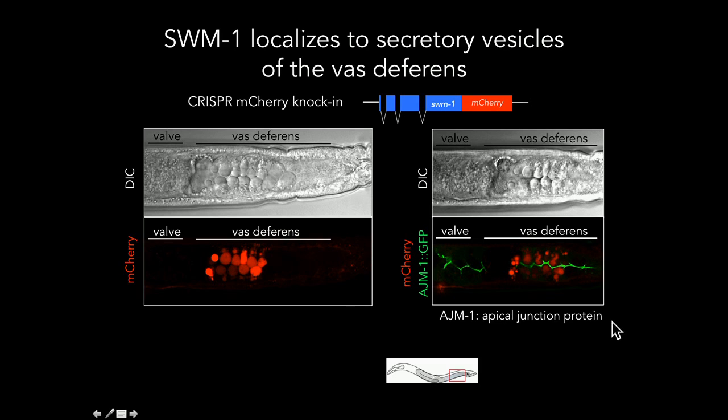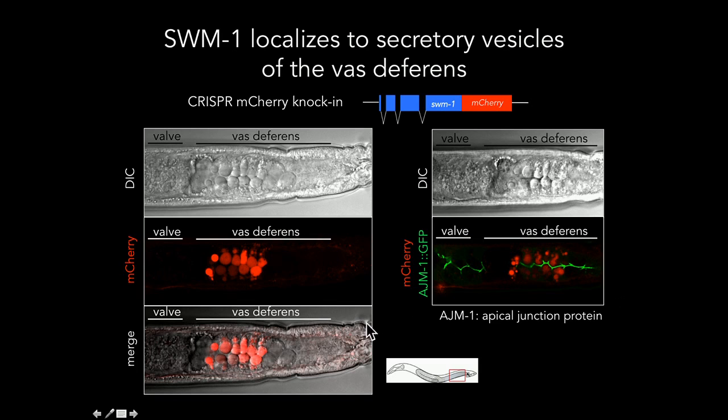And I did confirm in an independent experiment that indeed SWM-1 is a seminal fluid protein that's transferred to hermaphrodites during mating. Additionally, and strikingly, SWM-1 is excluded from the most posterior vas deferens cells. And so, like many other systems, seminal fluid in C. elegans is a combination of secretions from various tissues, which include the valve and distinct regions of the vas deferens.